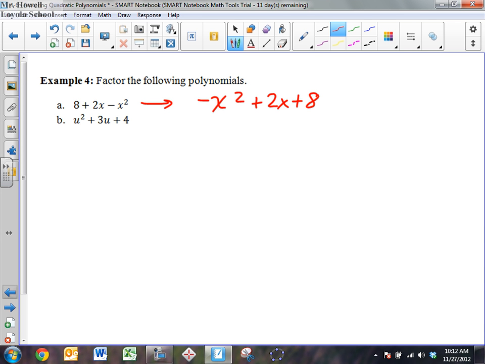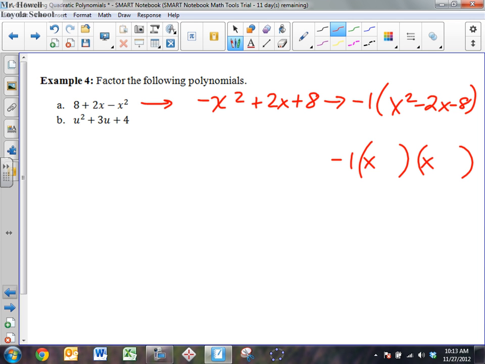Not even 1. Negative 1. So I would write this x squared ever. Okay, so please write a little note if you didn't know that already. Whenever there's a negative in front of the x squared, start by factoring out the negative 1.